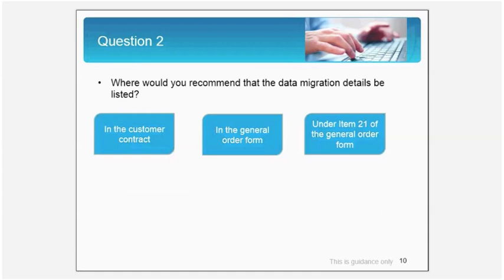Now we need to start thinking of some of the elements which will make up the contract, keeping in mind the requirements of the job at hand. Given that one of the requirements was data migration, where would you recommend that the data migration details be listed? Would it be in the customer contract or the general order form or under item 21 of the general order form?